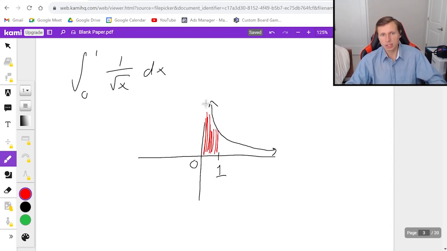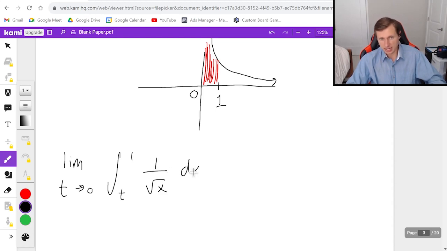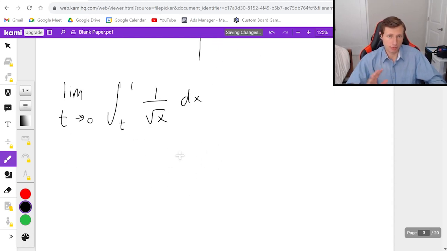And again, you'll notice there is an infinite limit here because, well, we're going to infinity because of the vertical asymptote. So the first thing I'm going to do is I'm going to say I can't actually plug in 0. That is where the limit's going to go in. So it's going to be the limit as t approaches 0 of the integral from t to 1 of 1 over root x dx. Hopefully you remember how to solve this integral.